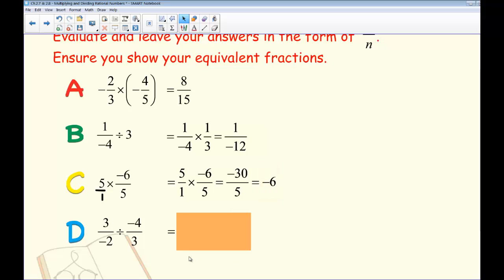And finally, we have 3 over negative 2 divided by negative 4 over 3. So once again, it's a division question, so I need to invert the second fraction. So I'll rewrite this as 3 over negative 2 times 3 over negative 4. Multiplying the numerators, 3 by 3 is 9, and negative 2 by negative 4 is of course positive 8. So 9 over 8 is my final answer.